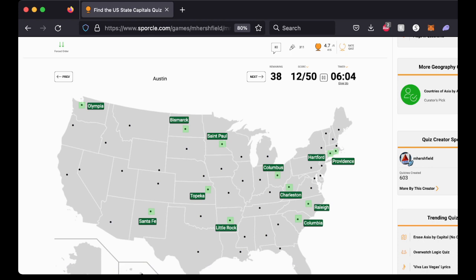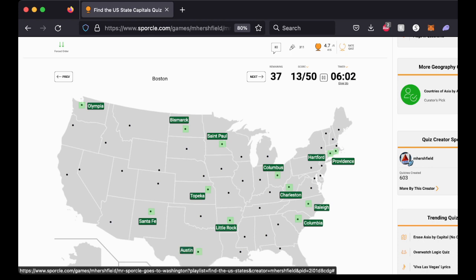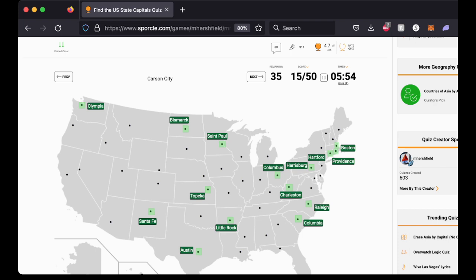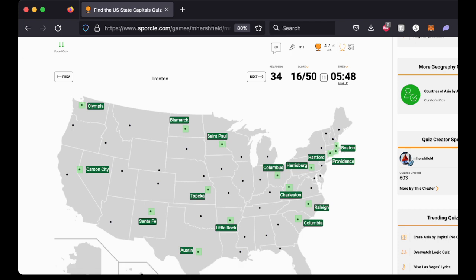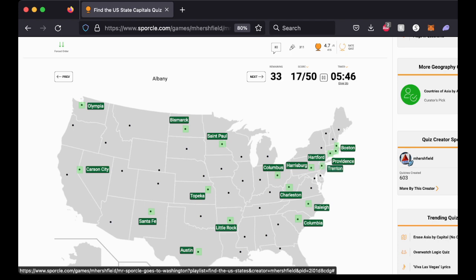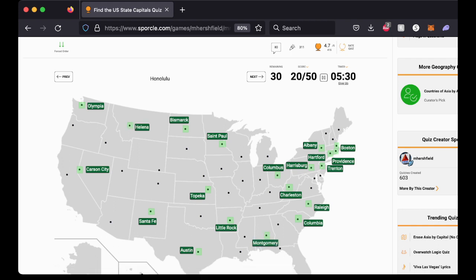Austin is the capital of Texas. Boston is the capital of Massachusetts. Harrisburg is the capital of Pennsylvania. Carson City is the capital of Nevada. Trenton is the capital of New Jersey. Albany is the capital of New York. Helena, Alabama. Honolulu is the capital of Hawaii.